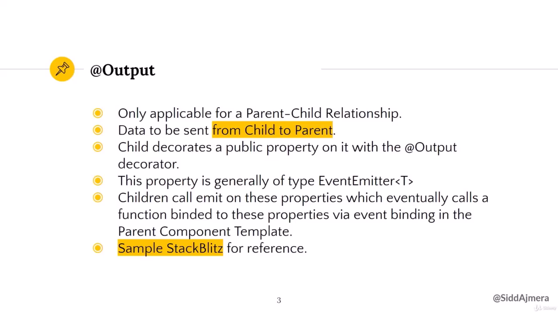Now in this case, what will happen is that the child is going to decorate a public property on it with the Output decorator. And then the value of this property is generally going to be an instance of type EventEmitter. Whenever the child wants to pass some data to the parent component, the child is going to call the emit method on this EventEmitter and pass the data that it wants to pass. And inside the parent component template, we will be listening for that event using the event binding syntax that we have seen in the previous video. So let's quickly see how this works in action in VS Code.